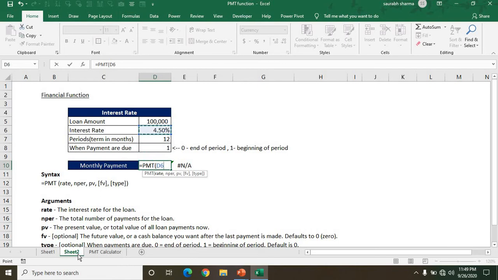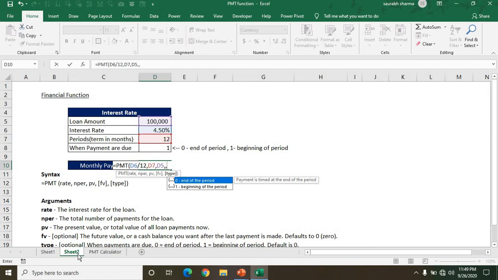Rate is your interest rate divided by 12, comma, your period in months, comma, PV. PV is your actual amount, the loan amount. Then FV we don't have, and then we have a type. FV we don't have, that's the reason I write the comma again. And they are asking now: end of period or beginning of period.